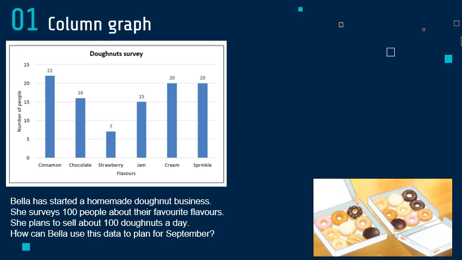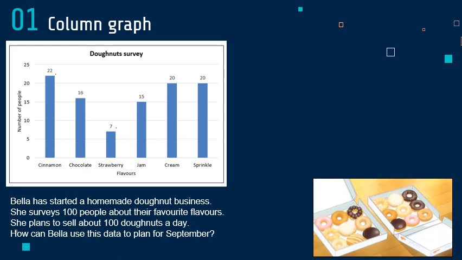Here we can see that 7 people selected strawberries, so that was the least popular, and 22 people selected cinnamon, so that's the most popular. Now, if there are 100 people here and she expects to sell 100 donuts in a day, we can think of this data as what a typical day would look like of donut sales. She would sell 22 cinnamon, 16 chocolate, 7 strawberry, and so on.